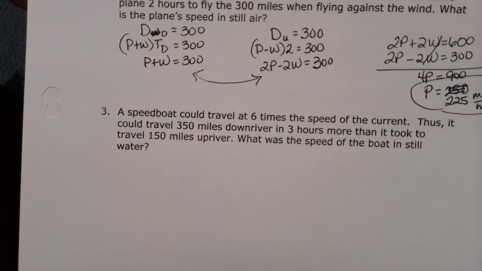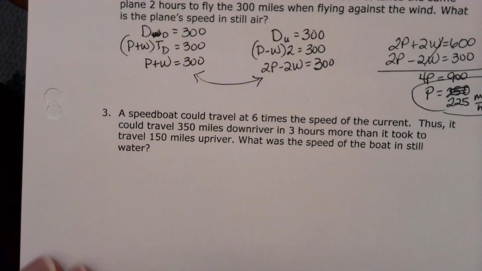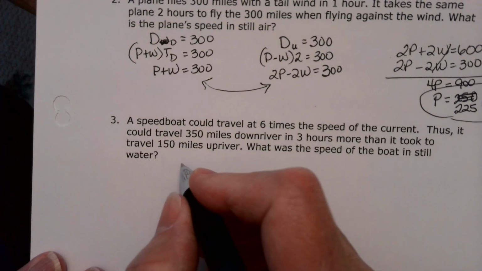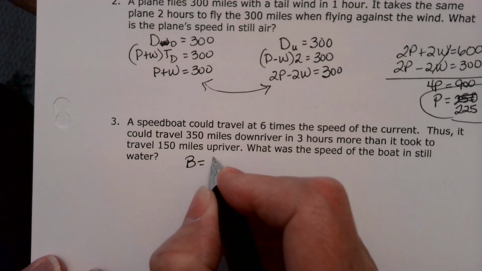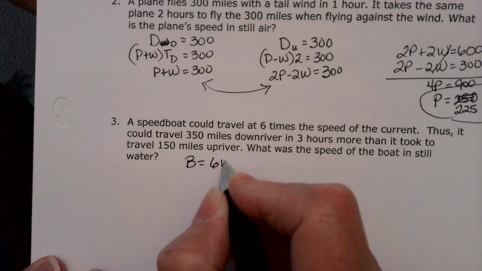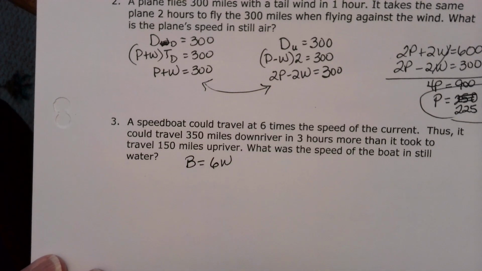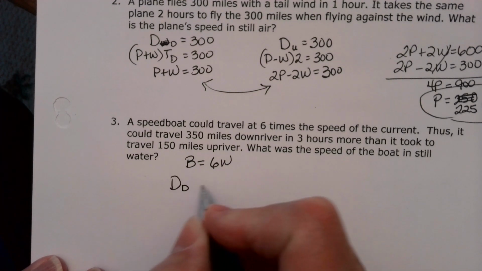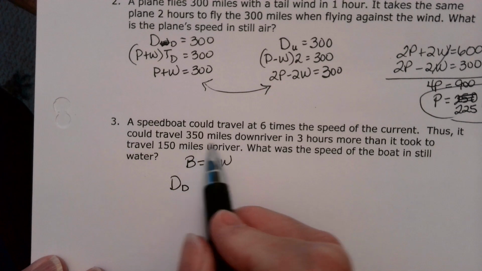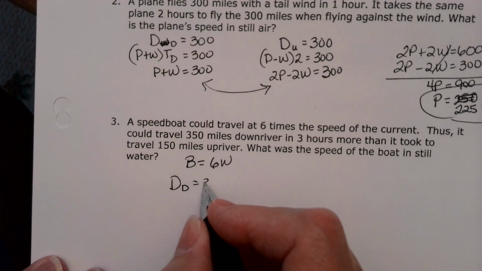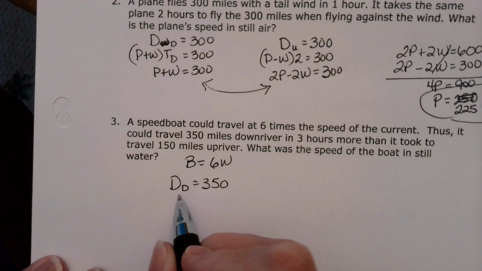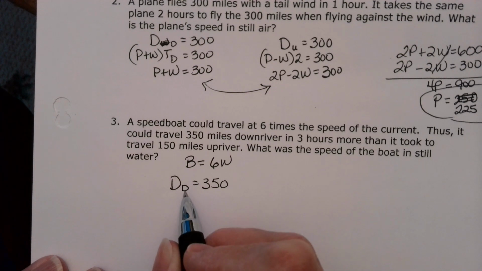It says a speedboat could travel at 6 times the speed of the current. That means the speed of the boat is 6 times the speed of the water. Now, we know again that if we have the distance downstream, which it says it took 350 miles downriver, so it's 350.